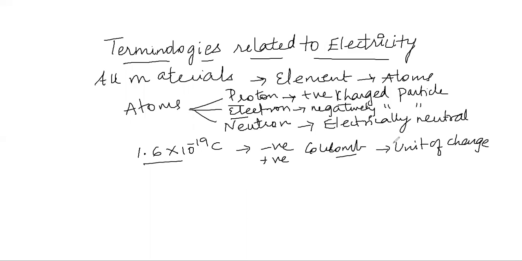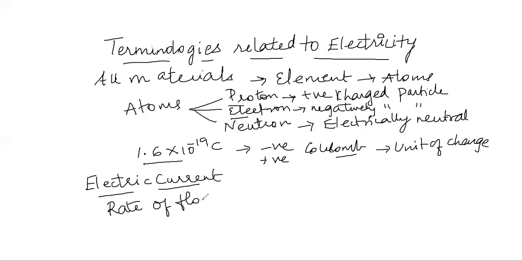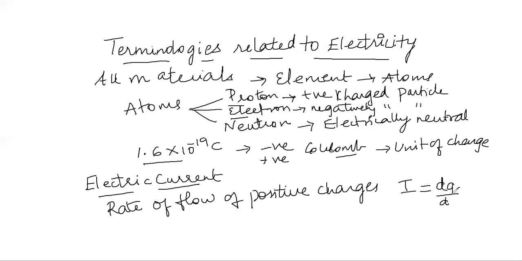So when we understand what is the charge, let us define an important parameter, electric current. Electric current is nothing but rate of flow of positive charges. Or mathematically I can write it as I = dq/dt.